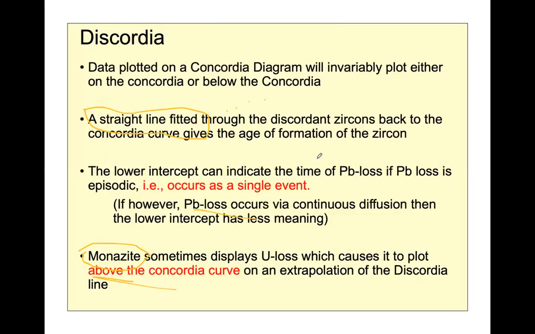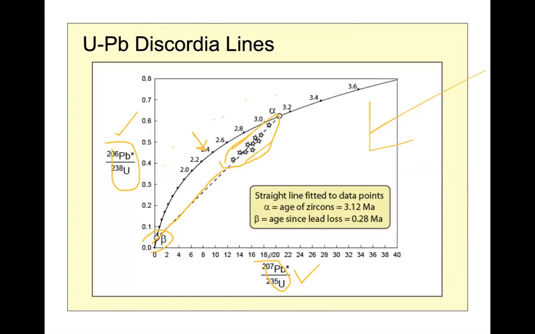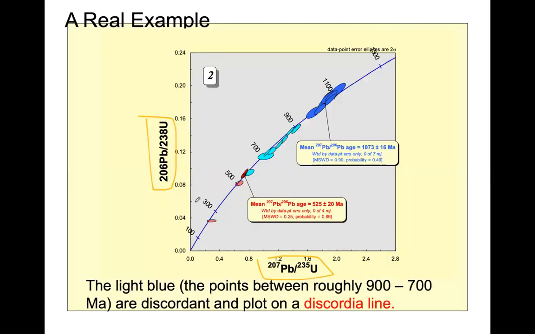Okay, so I will show you some examples which indicate some ratios of these Concordia diagrams. Okay, so the same type of Concordia diagram, 207/235, 206/238. Right here, this is the Concordia diagram, and you can see the age points. This is plotted by the Isoplot program.